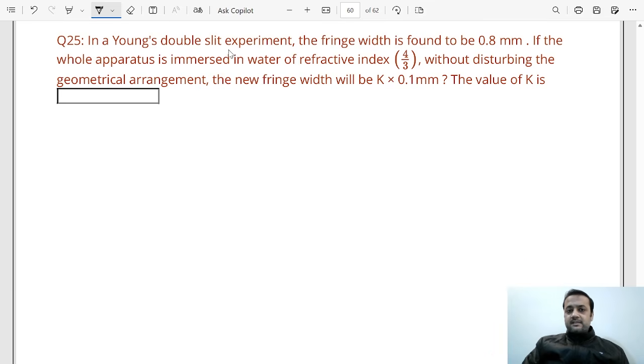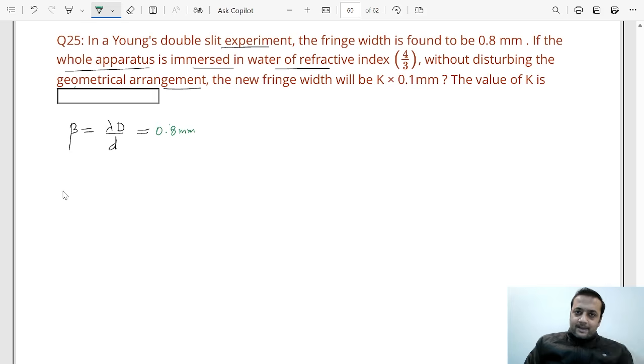Then, in Young's double slit experiment, the fringe width is 0.8 mm. If the whole apparatus is immersed in water of refractive index 4/3 without disturbing the arrangement, then we have to find the new fringe width in the representation of k into 0.1 mm. We know that fringe width is lambda into capital D by small d. They have directly given you the value of the fringe width, which is 0.8 mm. So this is an even easier question.